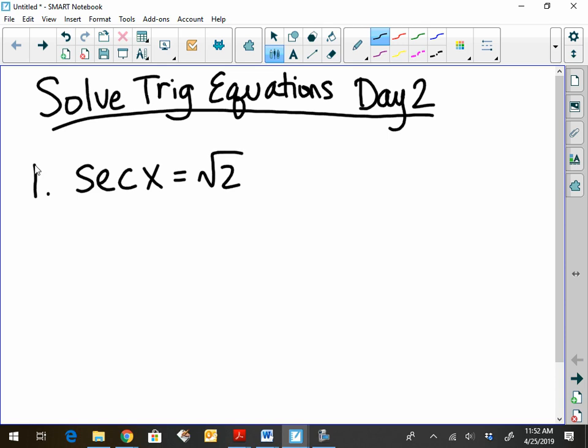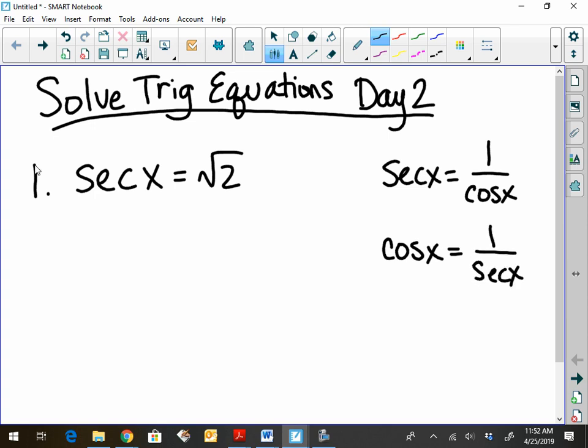Now, there are lots of different ways that we could solve this. We could graph it, all sorts of things. We're going to solve it algebraically. And we remember that secant of x is equal to 1 over cosine of x. And I also know I can multiply both sides by cosine, divide by secant. So cosine of x equals 1 over secant of x.